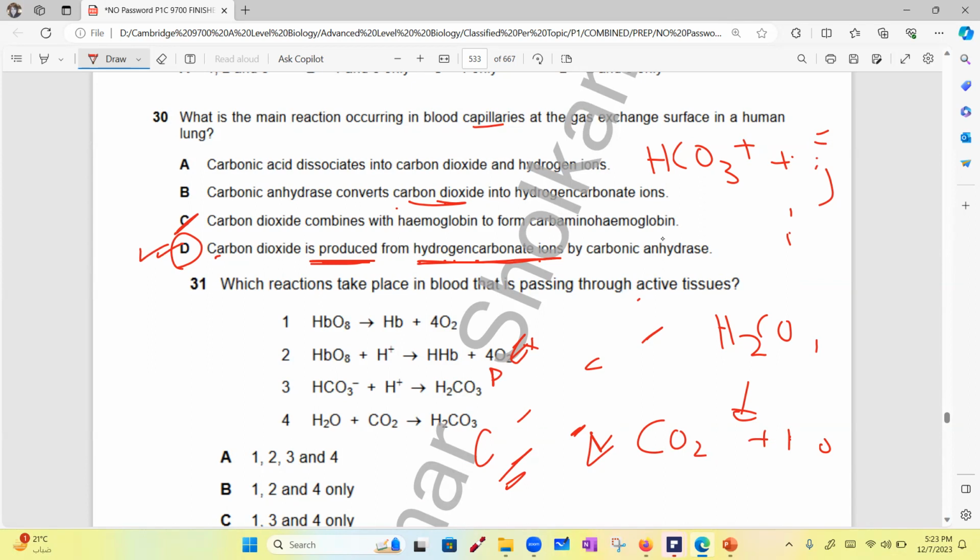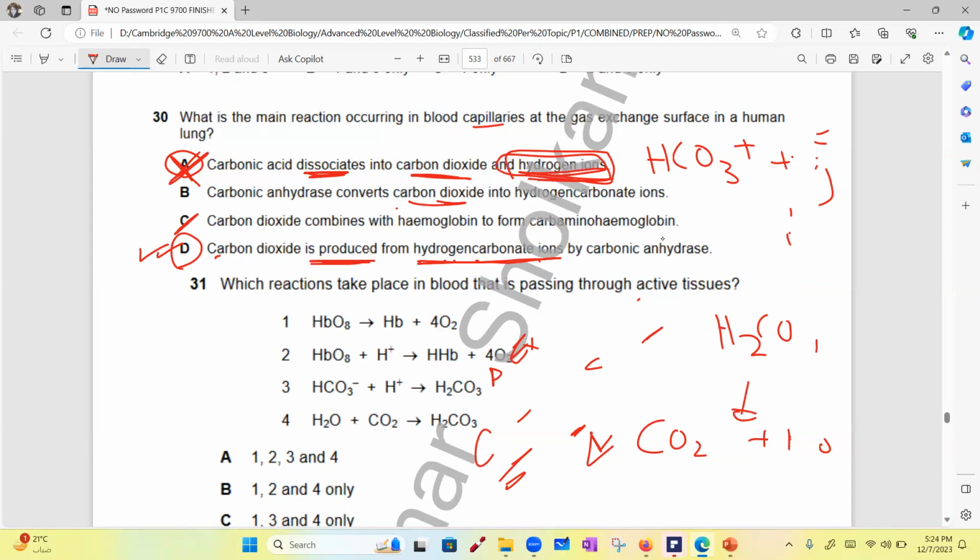Okay? When the carbonic acid dissociates into carbon dioxide and hydrogen ions, this is incorrect. The carbonic acid dissociates into carbon dioxide and water. That was the mistake. That's why A is wrong. Do you all understand why A is wrong? Are you all with me?